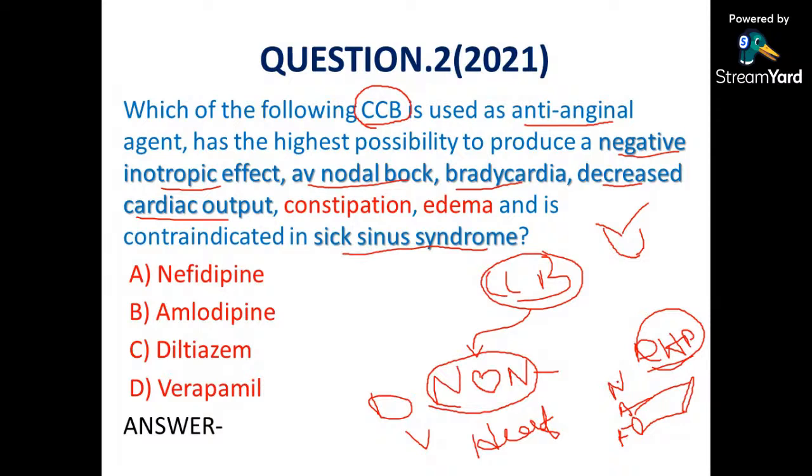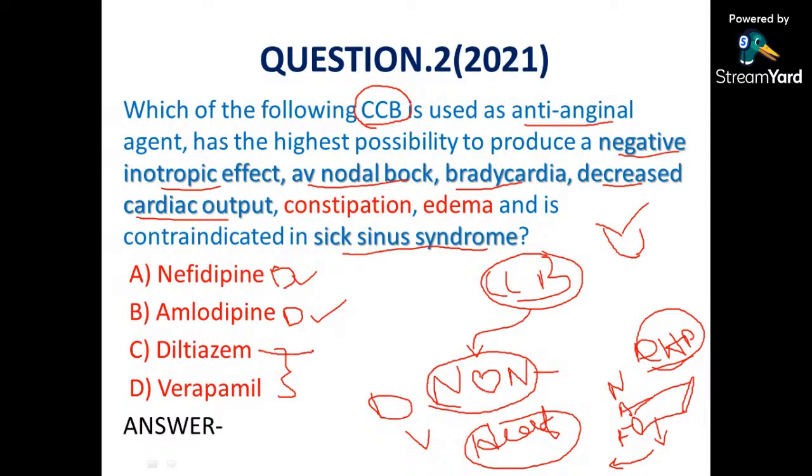When calcium channels are blocked on the blood vessels, vasodilation takes place and blood pressure decreases due to reduced peripheral resistance. But when calcium channels are blocked in the heart, it will show negative inotropic effect. It will block AV conduction velocity. It will cause bradycardia and decreased cardiac output. So see here, nifedipine is a dihydropyridine. Amlodipine is a dihydropyridine. Nifedipine acts on blood vessels. Amlodipine acts on blood vessels. Here, the two options are diltiazem and verapamil. Among these two, one will be the answer.